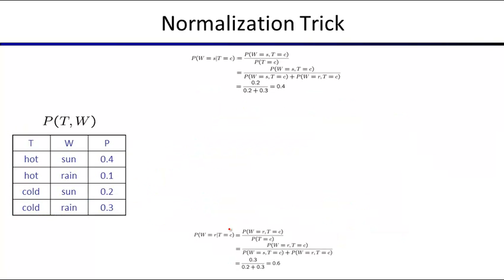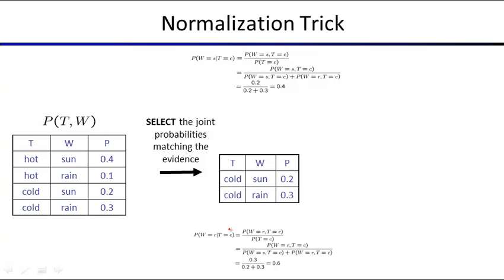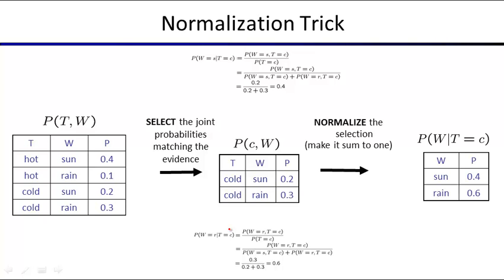Let's spell this out a little more explicitly. You have your table. You select the joint probabilities that match the evidence. Our evidence in this case is T equals C. So we select those. Makes for a smaller table. This is not a distribution. It doesn't sum to 1. It's just a subset of the entries in the original table. And then we say, well, we know that these are the only entries that matter. We just have to divide by the sum of them. So that's what we do. We compute the sum, divide by that, and we get the conditional that we were after.